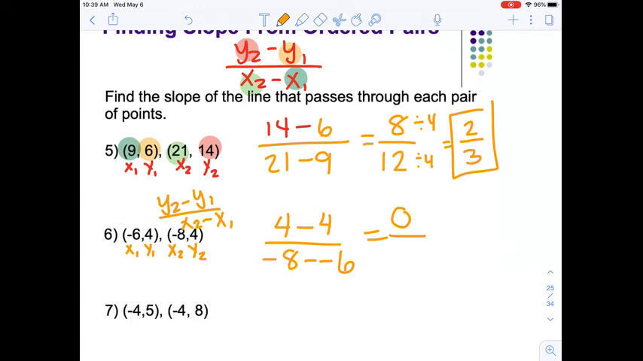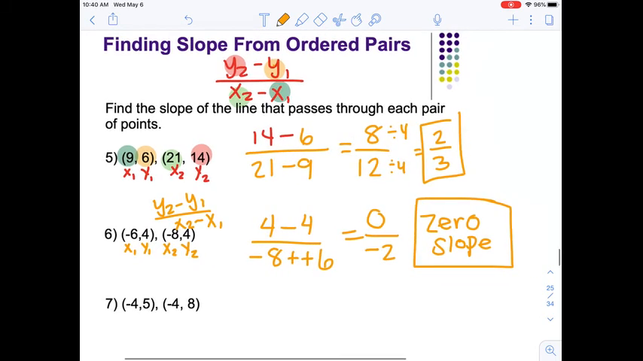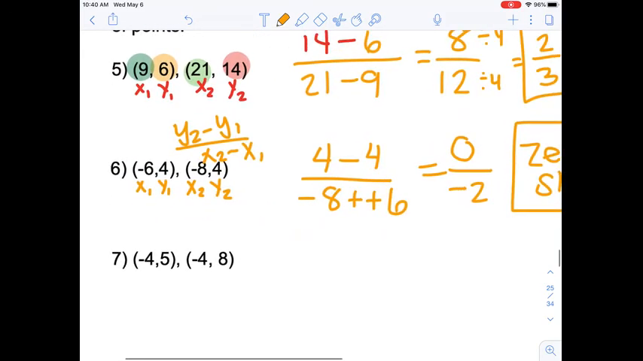So now I'm going to simplify. So 4 minus 4 is 0. And then negative 8 minus a negative turns into a plus. So negative 8 plus 6 is negative 2. 0 over negative 2, if there's a 0 on top, we call that a 0 slope. If it's a 0 on the bottom, it is undefined.